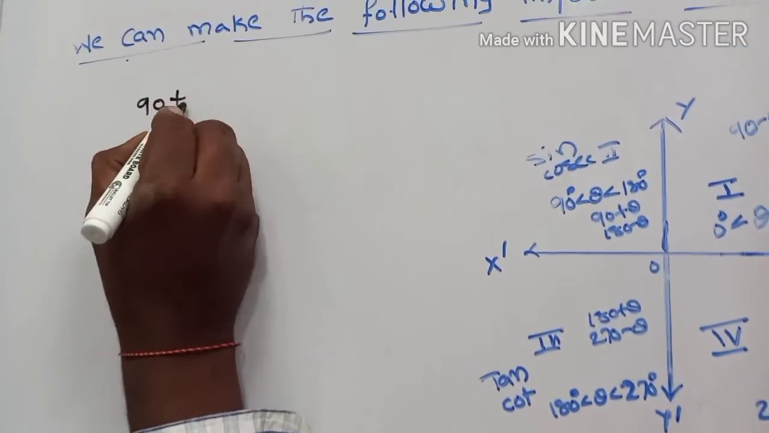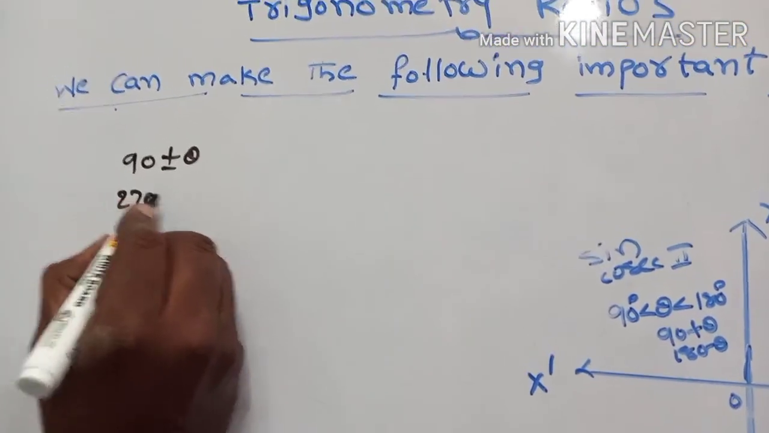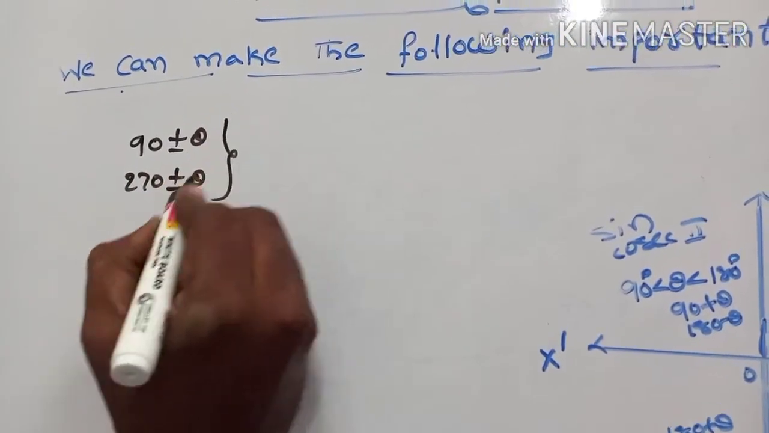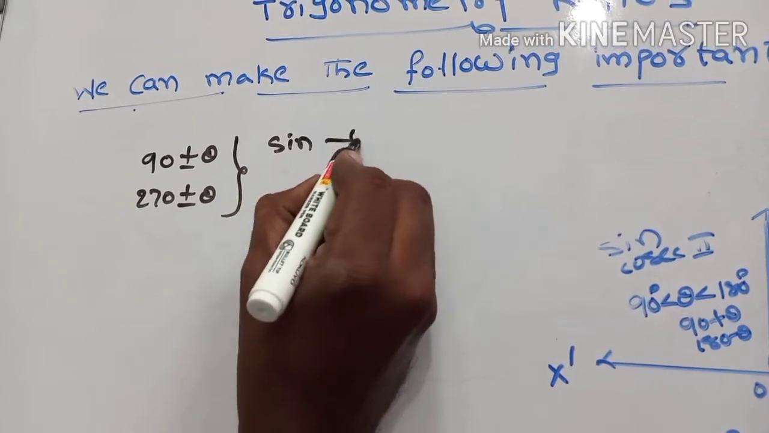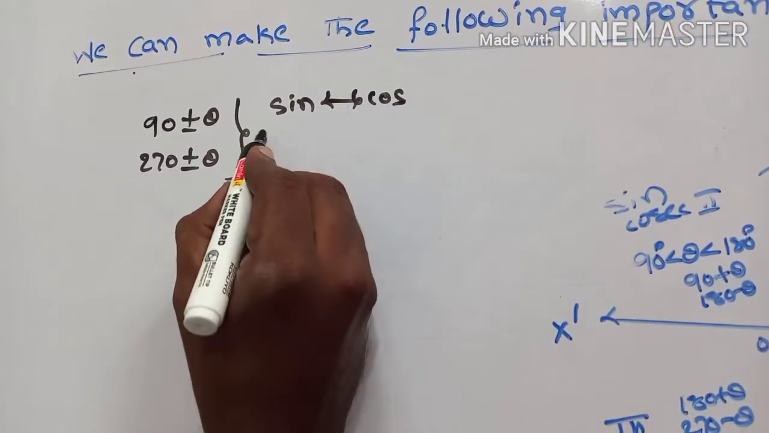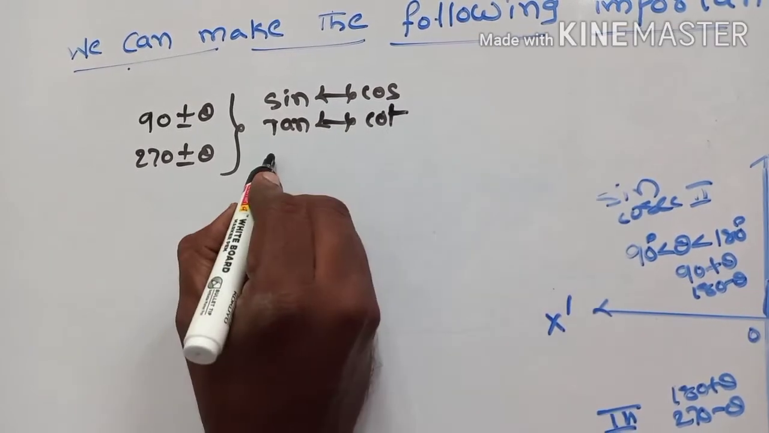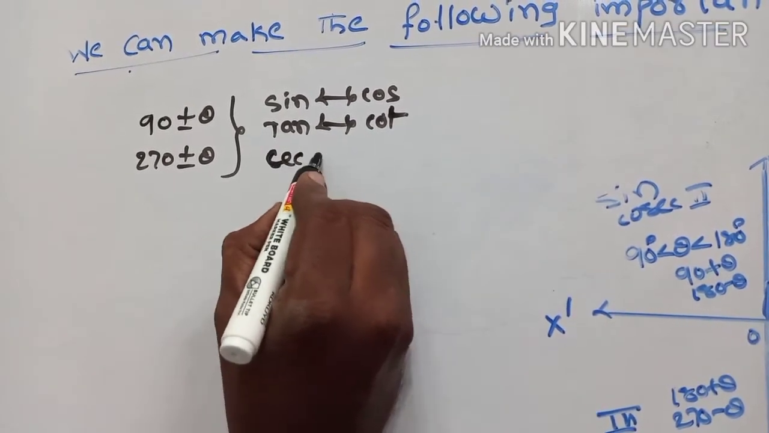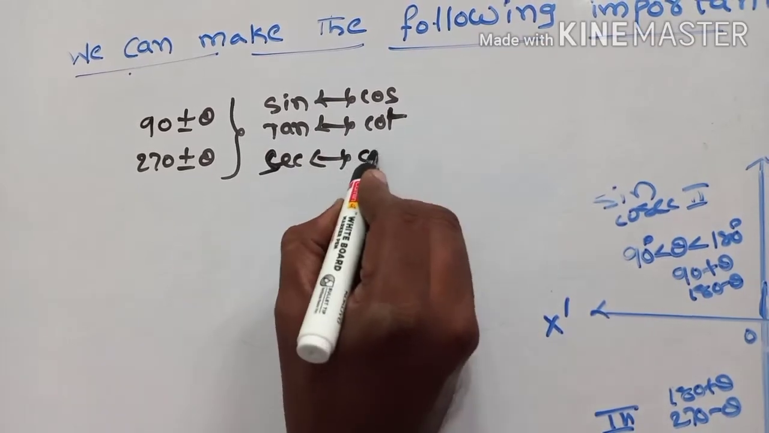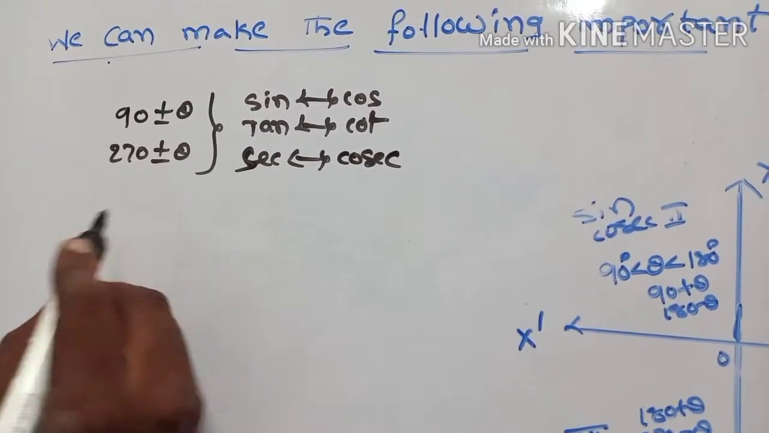For 90 plus or minus theta and 270 plus or minus theta, sine changes to cos, cos changes to sine. Tan changes to cot, cot changes to tan. Sec changes to cosec, cosec changes to sec.